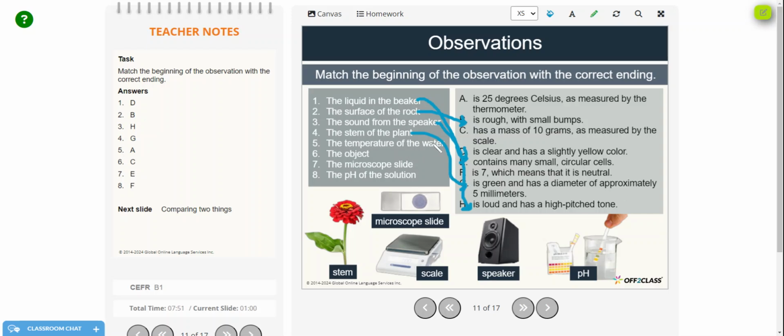The temperature of the water is A, is 25 degrees Celsius as measured by the thermometer. The object is C, has a mass of 10 grams as measured by the scale. The microscopic slide goes with E, contains many small circular cells. And the pH of the solution is F, is 7, which means that it is neutral.